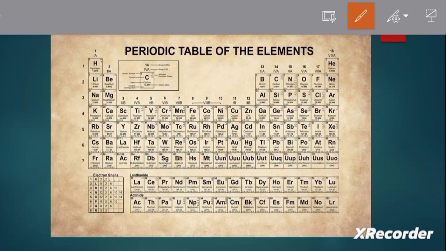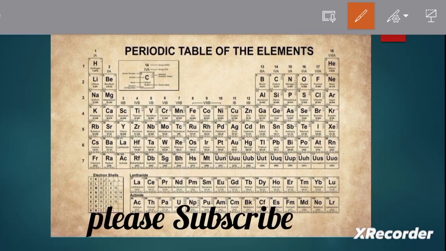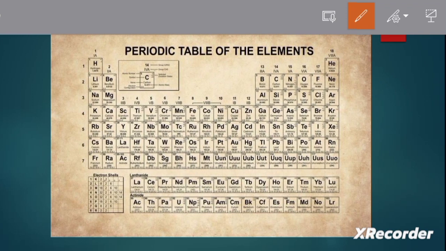Moving on to the periods. Periods were given to elements considering their number of energy levels. Hydrogen and helium have only one energy level, so they are in period 1. Lithium, beryllium, boron, carbon, nitrogen, oxygen, fluorine, neon, all of them have 2 energy levels. So they are in the second period. The same way follows downwards.